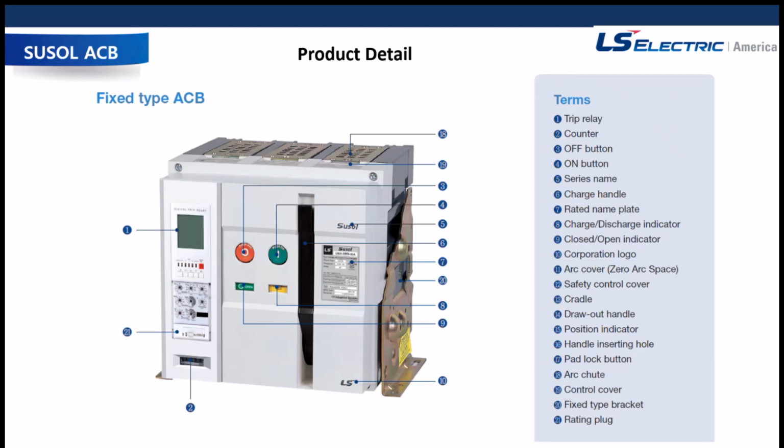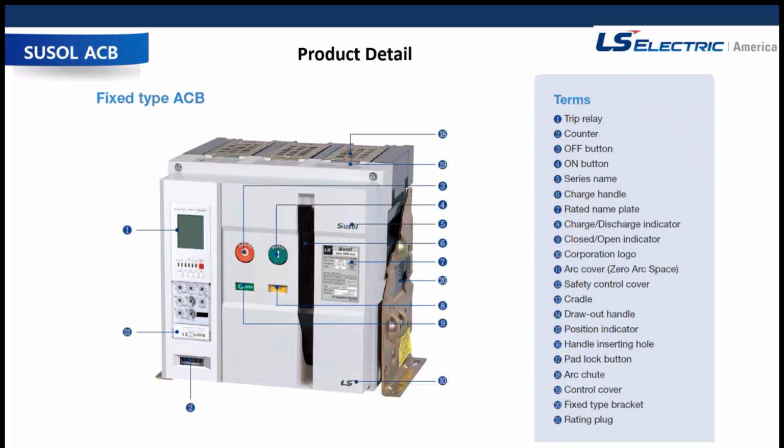Product detail, fixed type air circuit breaker. So the terms are on the right. It's just showing the AAA, the counter. We provide a counter for all of our circuit breakers. It's in our tools and it's on our product finder that automatically comes up. We provide it to the customer at no additional charge, it is included.